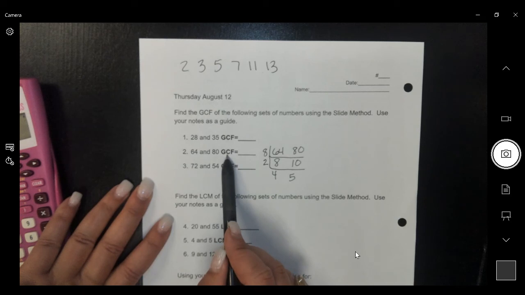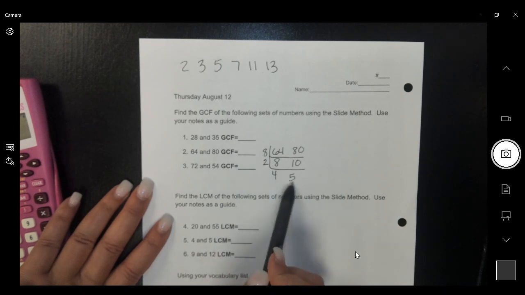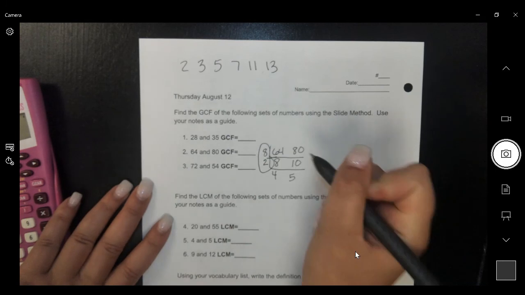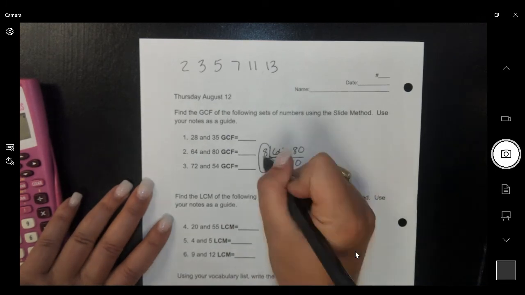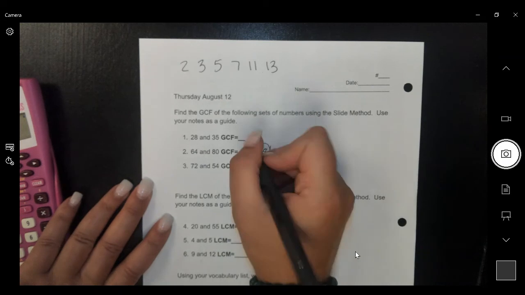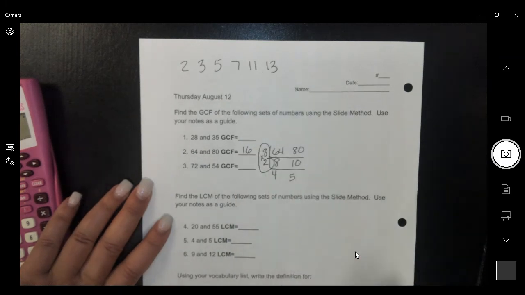Because I'm working with GCF, I do not need all these numbers. I just need the side numbers where I draw the G. And I multiply those numbers together. So 8 times 2 is 16. So the GCF of 64 and 80 is 16.